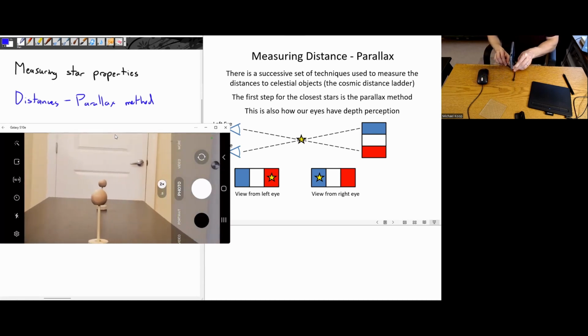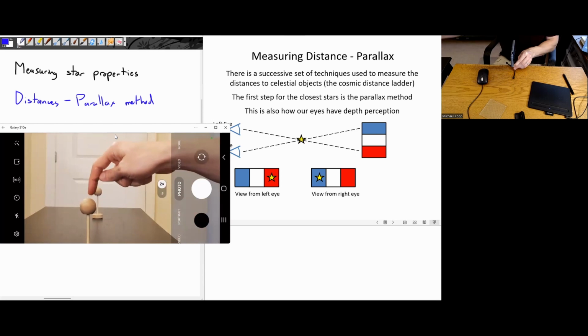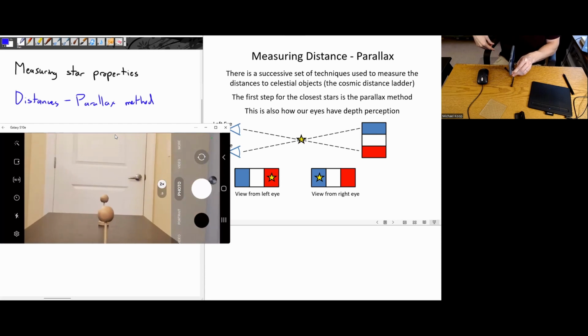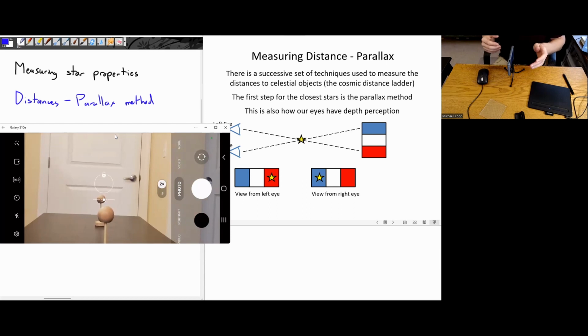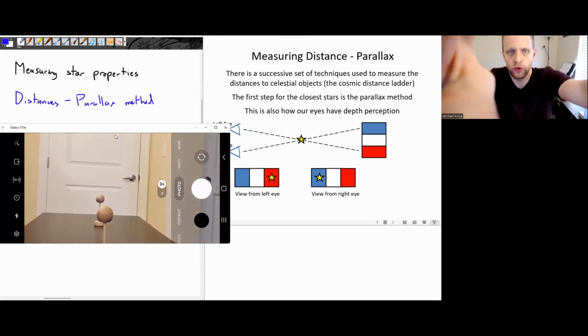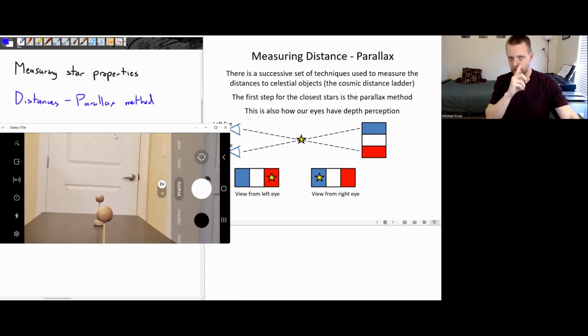Both objects appear to move compared to the background, but you'll notice the object that's closer seems to move significantly more than the background object does as I move that camera from side to side. Okay. Again, your eyes do this automatically. When you're looking at an object, your two eyes are getting slightly different images, and based on how much the object in the foreground is shifted on the background, your brain goes through all the work in trying to process that information to get a 3D representation of where objects are.